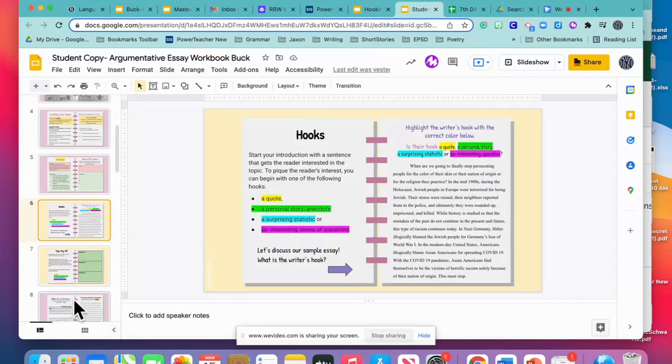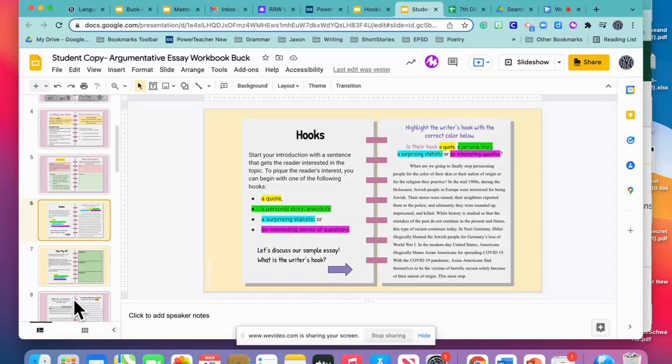In your notebook, you will see that I have highlighted 4 different types. These are the 4 main types of hooks that you're going to be able to try out today. So you're going to start your introduction. The very first paragraph is called the introduction, with a sentence that is getting your reader interested in the topic. That's the point of a hook. You want to engage them and keep them on that roller coaster, in the analogy that I used in some of your classes. Okay, so 4 of the main options are as follows.